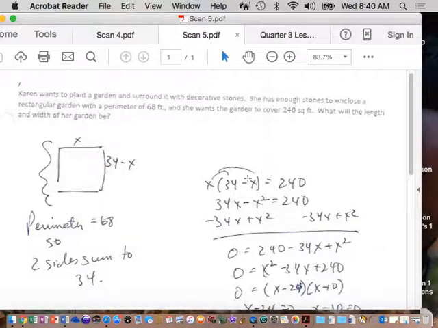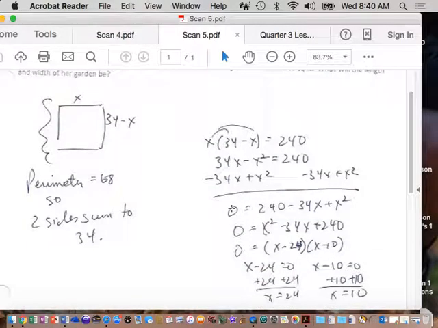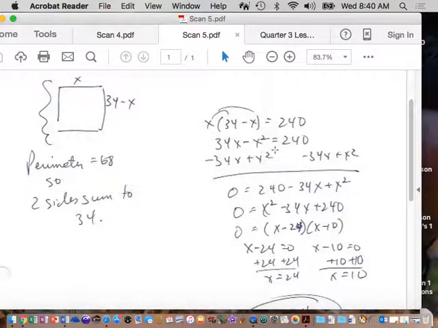So then I come over here and I say length times width is 240. Distributing the x, 34x minus x squared has to equal 240. And now it's just like the first question in the quadratic equations that we solved on the homework.